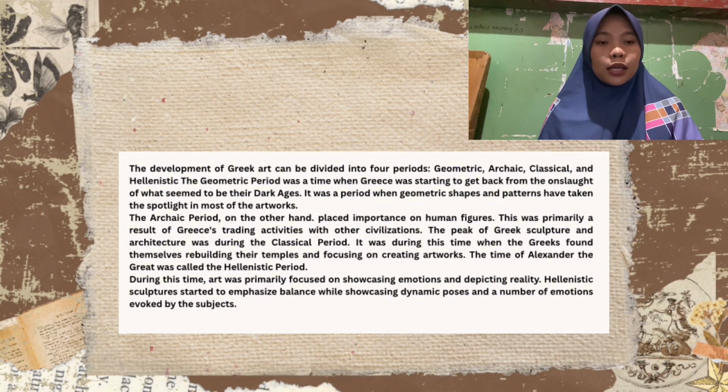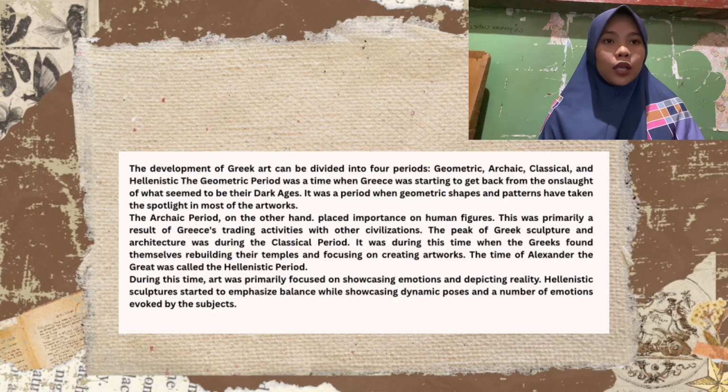So next is the Classical period, which is considered the peak of Greek art. So dito nila na-perfect ang proportion and the balance ng human body. So, ang sculptures ay calm ang expression, balanced ang pose, at very ideal ang appearance. So, architecture also flourished during this time, especially temples. Everything was about harmony and perfection during this time.